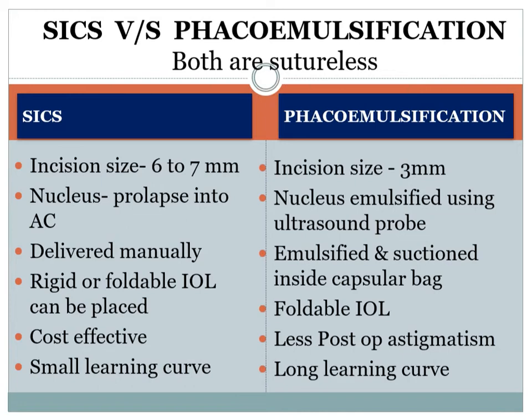The same is advantage for SICS. It has a smaller learning curve and it is cheaper to perform. Okay, but otherwise, phacoemulsification surgery is superior when compared to SICS surgery because the length of the incision is very less. It is around 2.5 to 3 millimeters. Because of this, the postoperative astigmatism is very, very less.